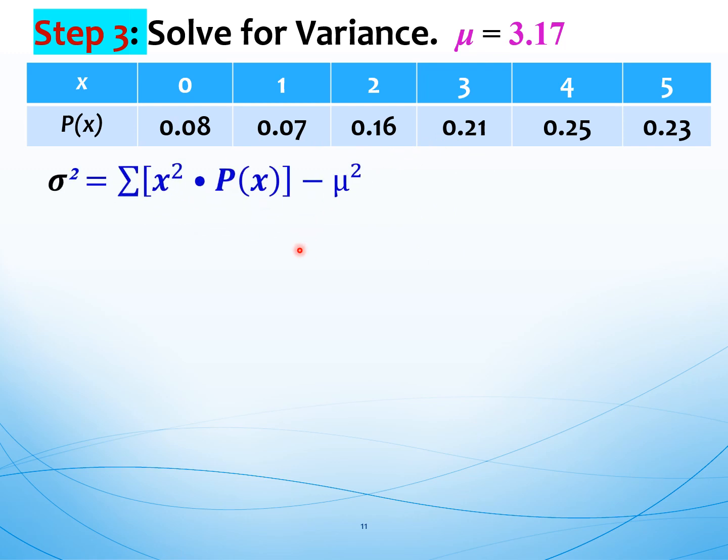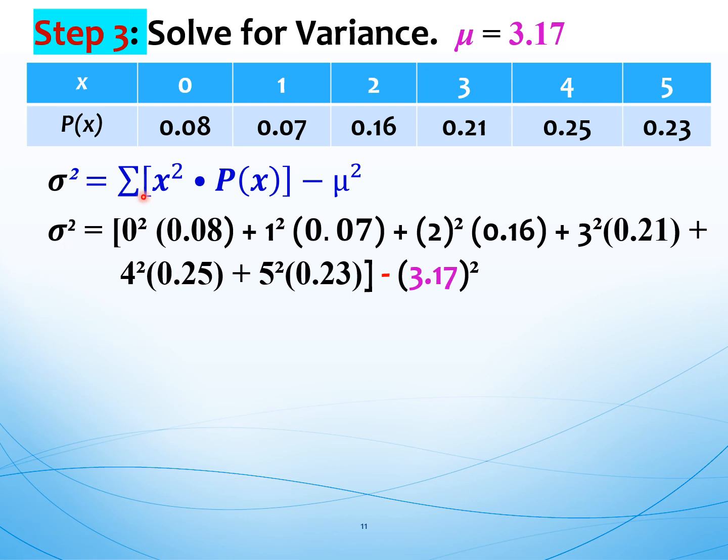So using the formula of variance, substitute the given values. So 0 squared multiplied by the probability which corresponds to 0.08, plus 1 squared multiplied by the probability, and 2 squared multiplied by 0.16 plus 3 squared multiplied by 0.21 plus 4 squared multiplied by 0.25 plus 5 squared multiplied by 0.23 minus 3.17 squared. So what's the variance? 230.